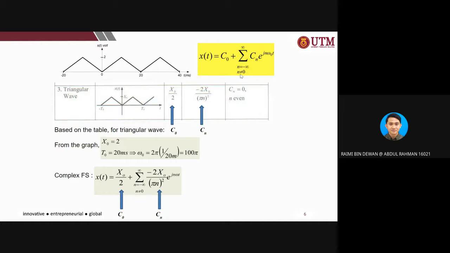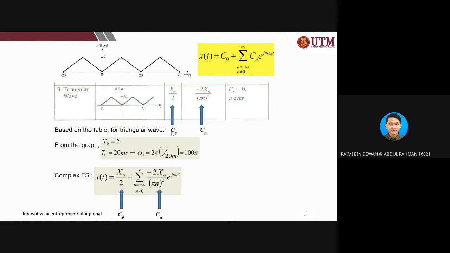Okay, so correct. N equals to 0 is actually C naught. That's why in this equation, C naught is not here. N equals 0 is C naught. Now the equation is for the triangular wave. You can see this is X naught over 2. X naught is the amplitude. So your X naught is over 2.